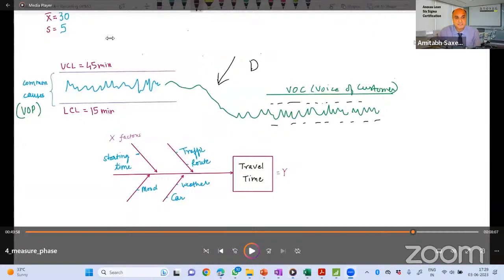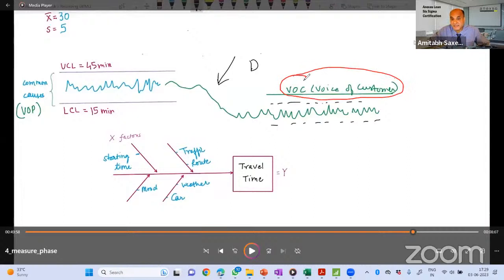If the process is under control, it doesn't mean that it's satisfying the customer. See, a process under control just means that it is a stable process. It is within a particular range. It is not giving me surprises. But the idea is to satisfy the voice of the customer.